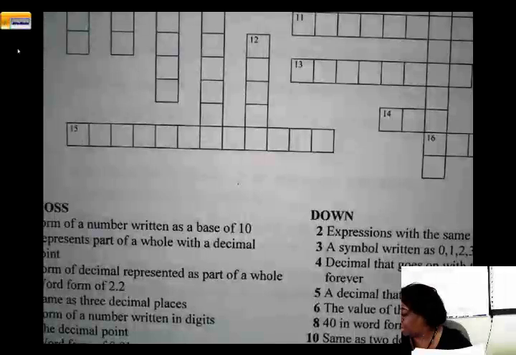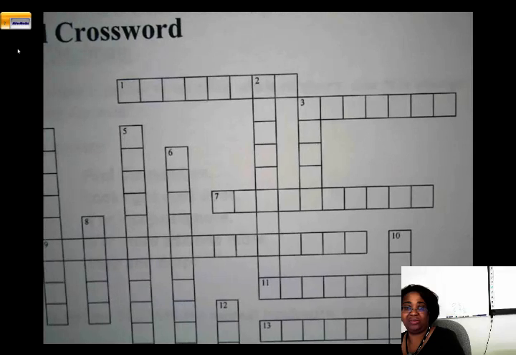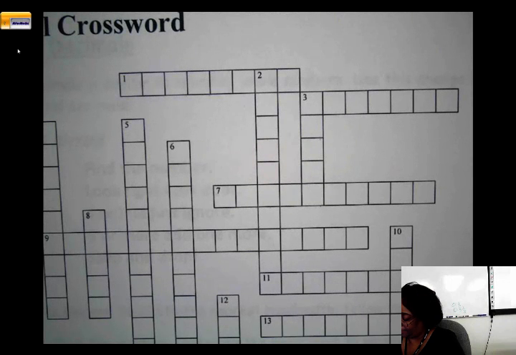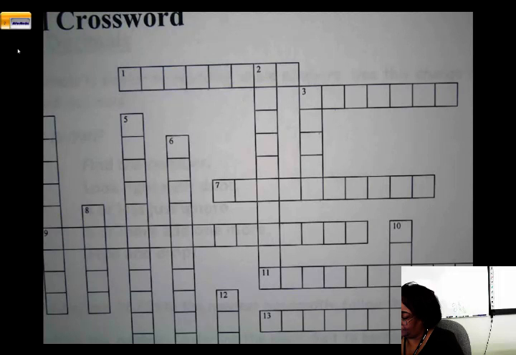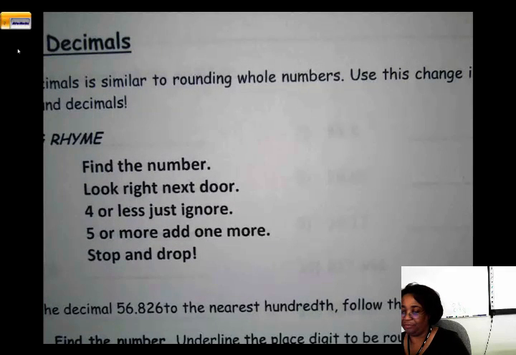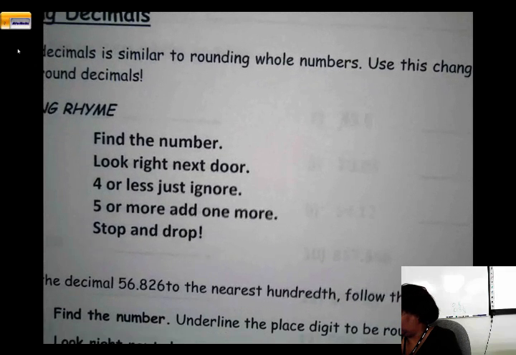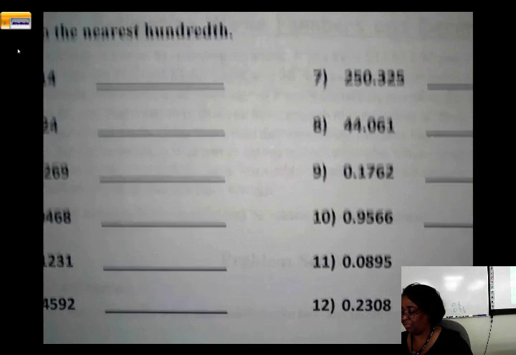The crossword is on page 8. You guys can work together as a group to figure out the answers to this crossword. Page 9 reviews rounding. And on page 10 and page 11 you have some rounding to do.